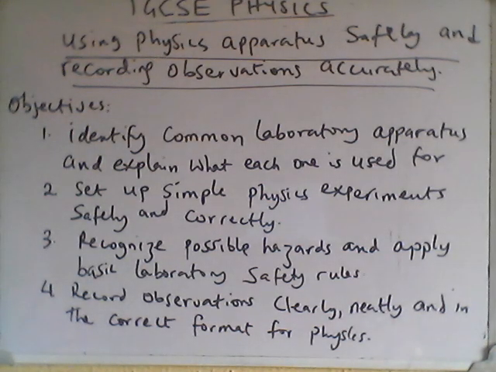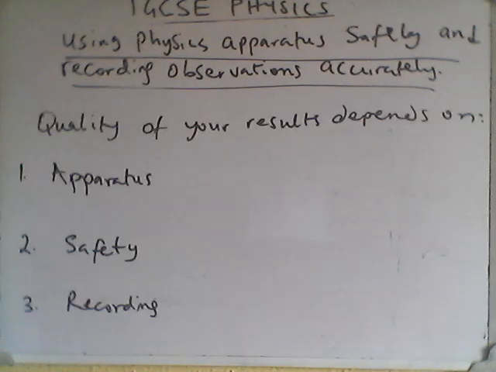So we dive in. Conceptual explanation. In physics, experiments help us to test laws and verify theories. The quality of your results depends on 3 things. Number 1 is apparatus, number 2 is safety, and number 3 is recording. So these are the 3 things that the quality of your result depends on in experiments.